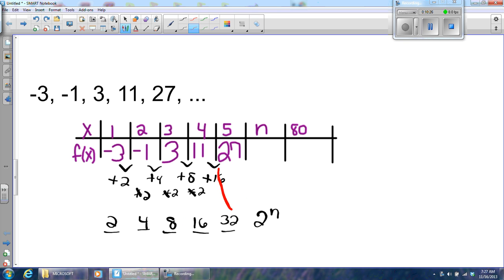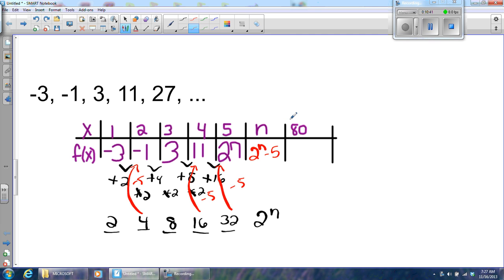How do I turn 32 into 27? Well, I take away 5. 16 to 11, I take away 5. How do I turn 4 into negative 1? I take away 5. So for n, I'm going to do 2 to the power n minus 5.